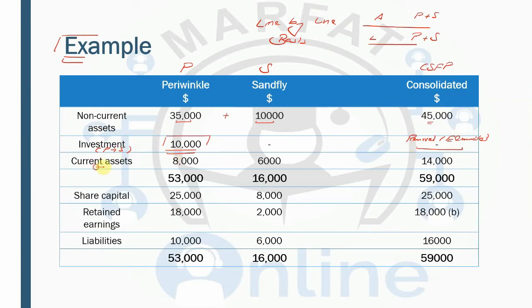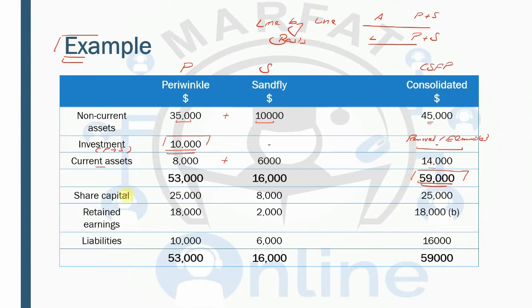Similarly, you take the current assets, although there are usually adjustments in the current assets, but right now we are not talking about adjustments. We are simply amalgamating parent current assets with the subsidiary, and then you will get 14,000. So the total assets are going to be 59,000.